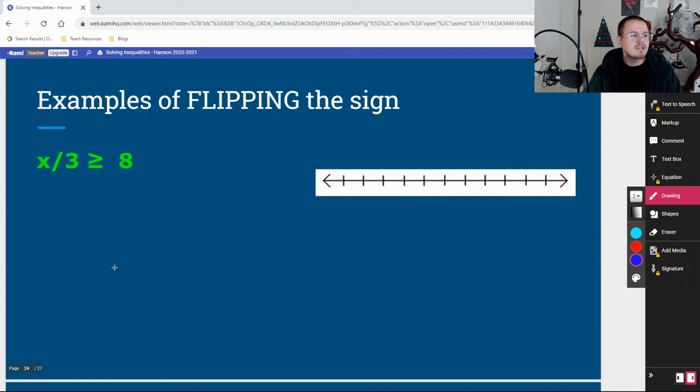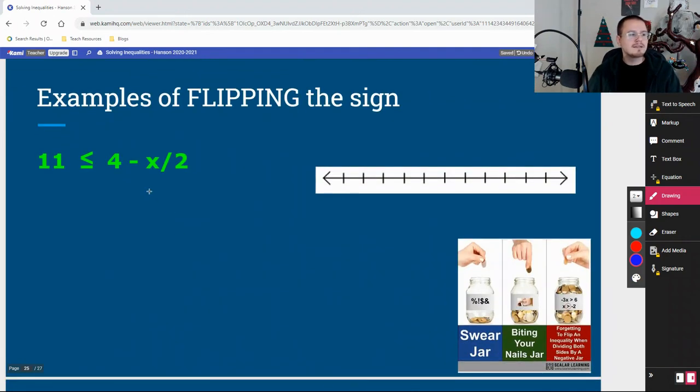This is just division. Now, we're going to multiply by 3. X is 24. Now, what do I do with the sign? Did I multiply by a negative number? I did not. So this doesn't change. If this was this problem instead, definitely would have flipped the sign. Definitely, but it wasn't.